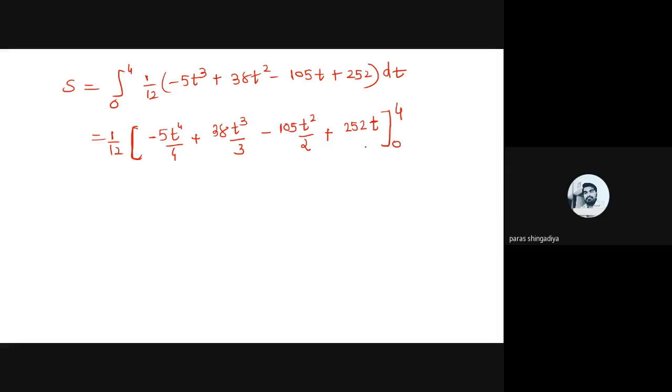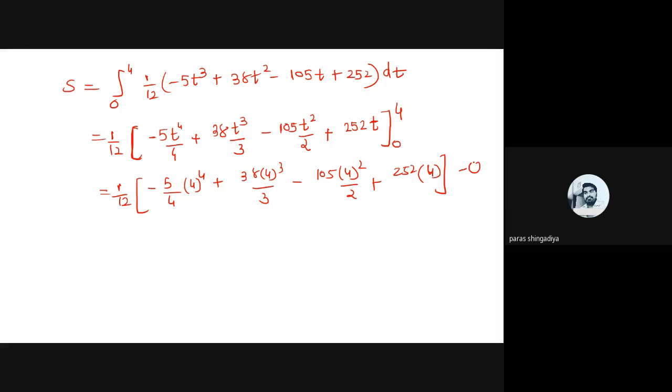Each term involves t, so when we replace t with 0, all the terms will become 0. You will get an answer for 4 also, but for 0 the answer is 0. So just replace t with 4 in this equation: minus 5 into 4 raised to 4, plus 38 into 4 cube divided by 3, minus 105 into 4 square divided by 2, and plus 252 into 4. And for 0 you will get the answer 0.